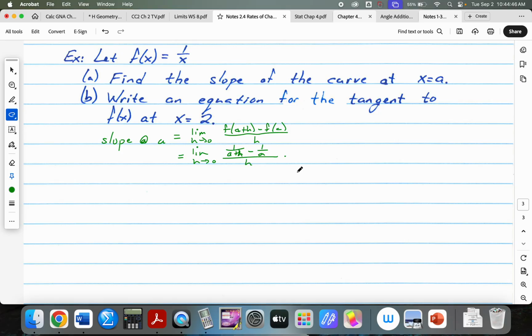We are going to multiply by a form of 1. What we'd like to do is get rid of this complex fraction. So I'm going to multiply by both denominators. I'm going to multiply by a plus h and by a. And in order to be mathematically legal, I have to do that for both the numerator and the denominator.